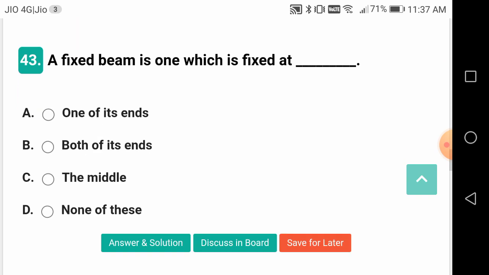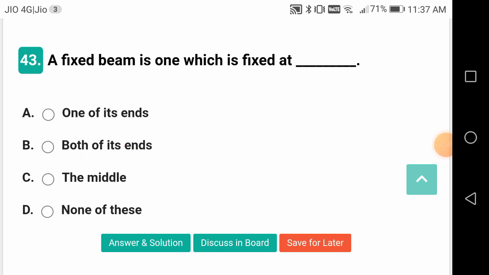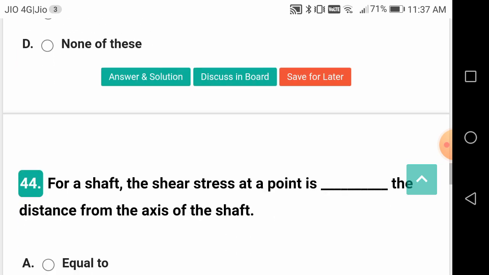A fixed beam is one which is fixed at both of its ends. One end fixed is called a cantilever. It cannot be fixed in the middle. None of this cannot be answered.